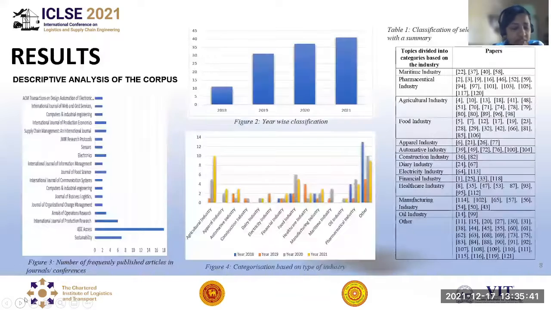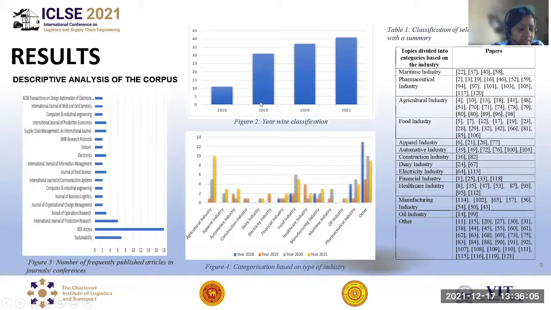So this figure shows the growth of blockchain-based research over the last 4 years. And according to this, 34% of the research papers have been published in this year. And you can see that these publications have surged from 2018 to 2021.